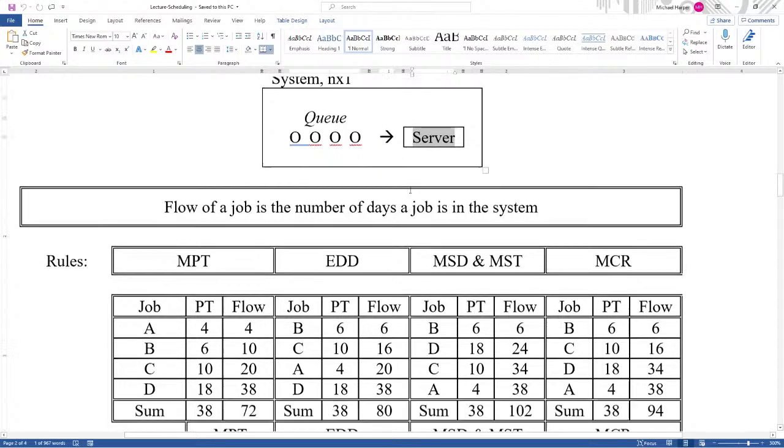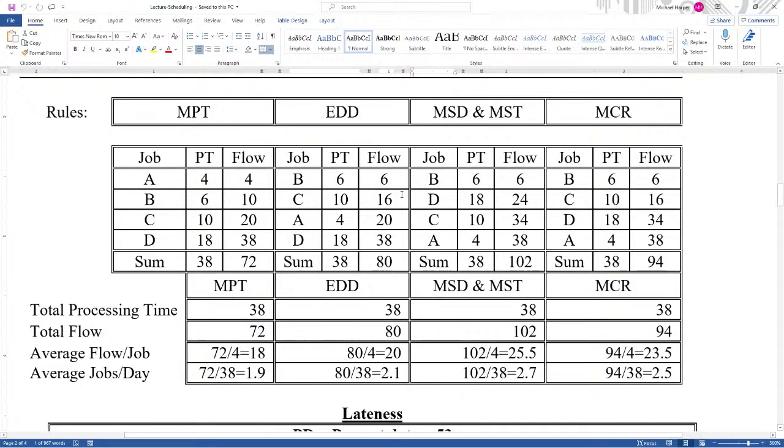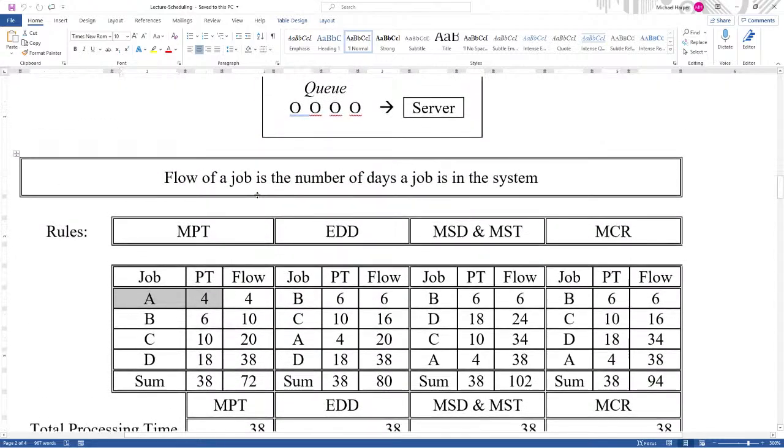So let's look at the flow time of every job in the MPT schedule. First of all, A is the first job in the schedule. Let me reduce this down so we can see it. Since A is the first job in the schedule, there is no queue time, because if it's the first job, it's not going to wait, it goes right into the server. So the first job in any schedule will have no queue time. But the processing time is 4. So 0 time in the queue, 4 days in the server, the flow is 4.